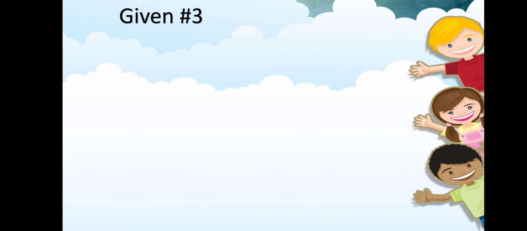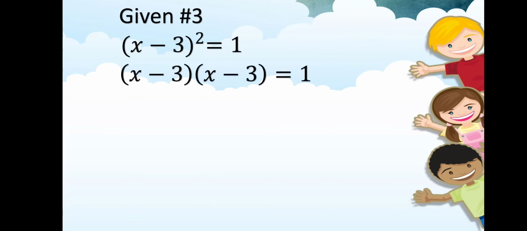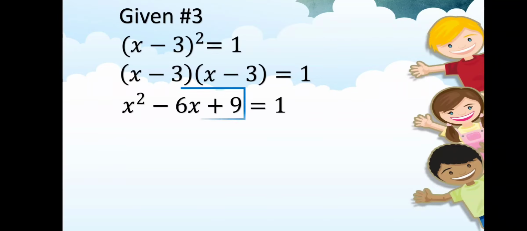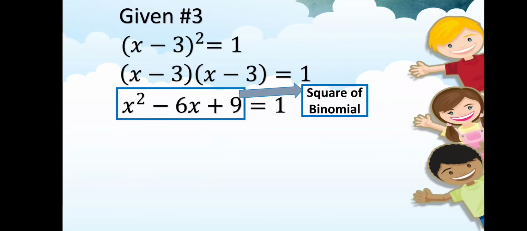Let's have number 3. The square of x minus 3 is equal to 1. Or you can also write it as x minus 3 times x minus 3 is equal to 1. By simplifying that, we have x squared minus 6x plus 9 is equal to 1. Okay, so that will be the square of a binomial.